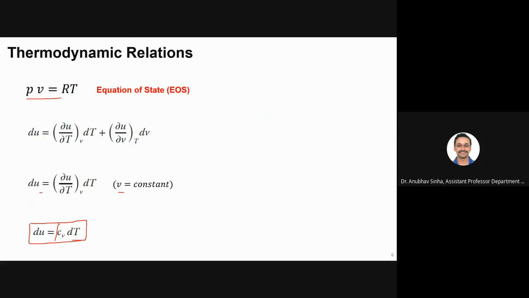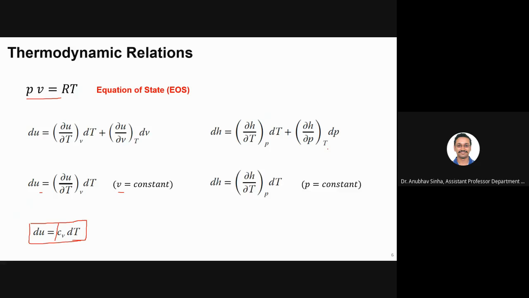Similarly for H, H is enthalpy. So I can write H as a function of pressure and temperature. But let me assume that pressure is constant, or in other words, let us say that H is only a function of temperature. So for that also I can again write dH is equal to Cp dT. So these are some of the basic equations.